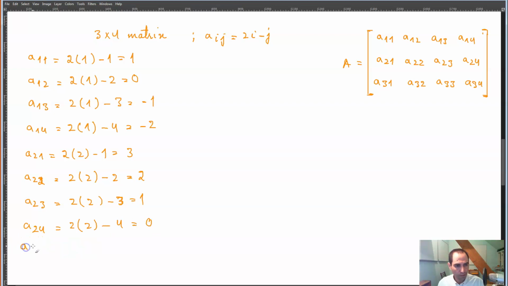Then you have A of 3, 1, which is equal to 2 times 3 minus 1, which is equal to 6 minus 1 is equal to 5. A of 3, 2 is equal to 2 times 3 minus 2, which is equal to 6 minus 2 is equal to 4.